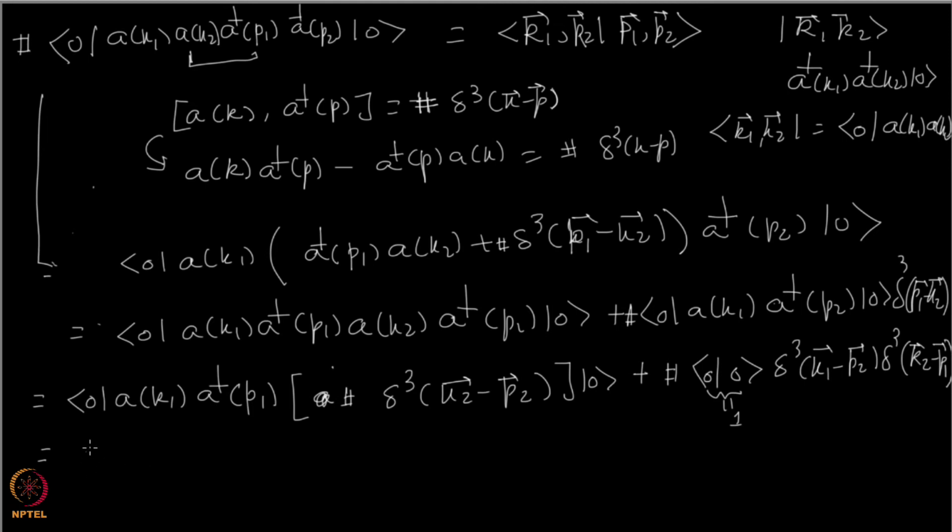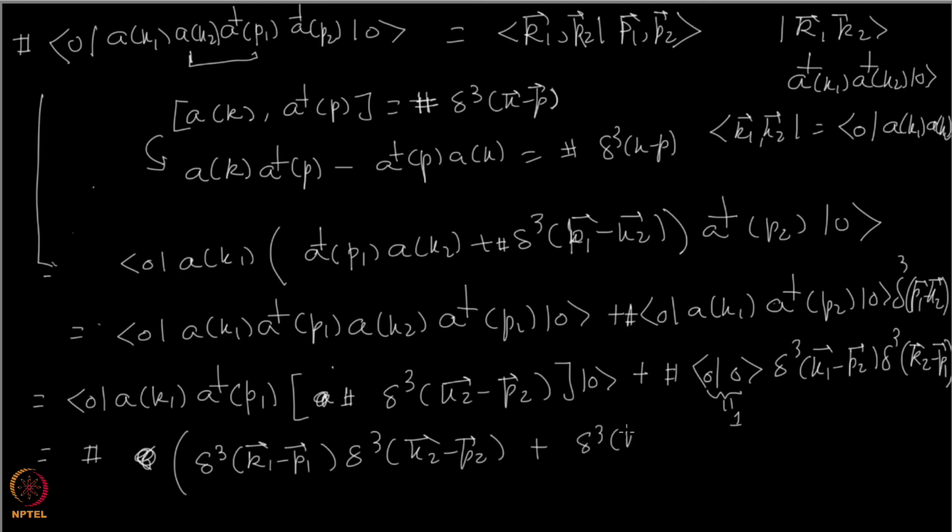Okay, so you will get the following result. You do the algebra, put all the factors, and you'll see that the following will come out. This is all gone. You'll get delta cube k1 minus p1, delta cube k2 minus p2, plus delta cube k1 minus p2, delta cube k2 minus p1. Okay, so that's the result that you are going to get.